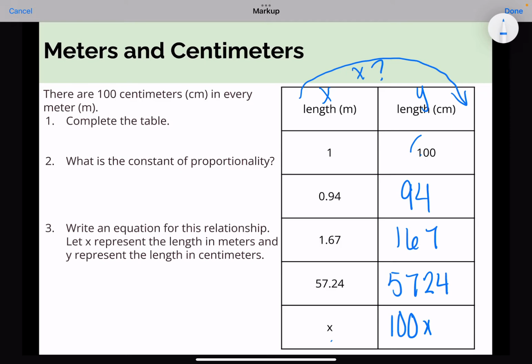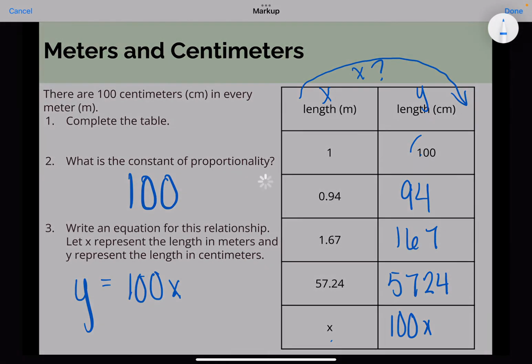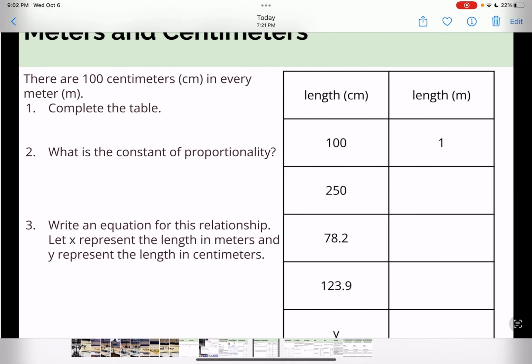The constant of proportionality is 100 because we took all of our lengths in meters, multiplied it by 100, and got our length in centimeters. An equation for this relationship is going to be that y, our length in centimeters, is equal to 100 times x, which represents our length in meters. Once you have this, let's go ahead and move on to the next part of our problem.